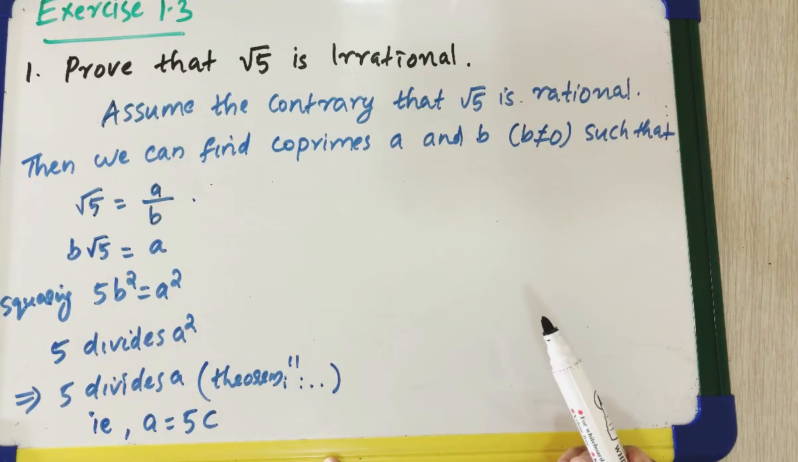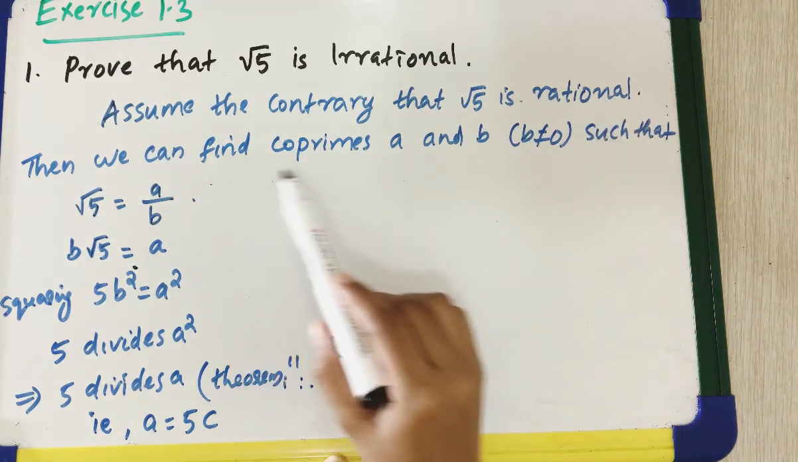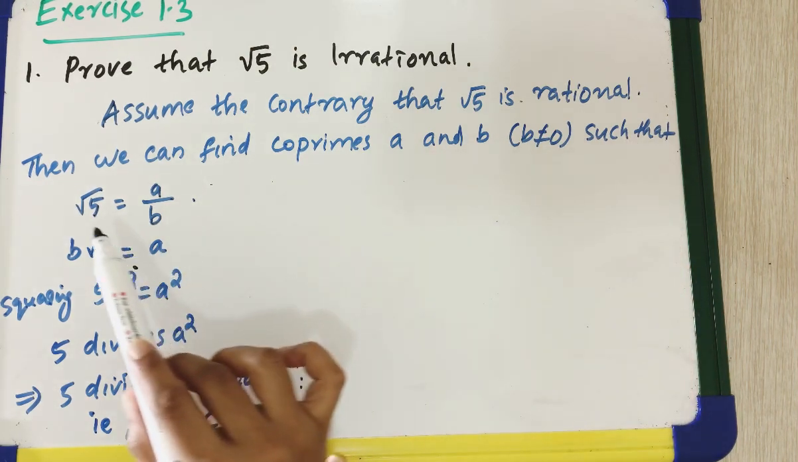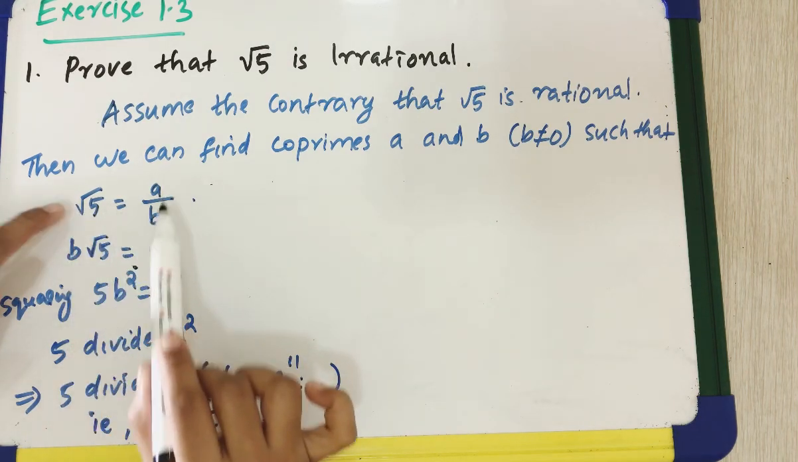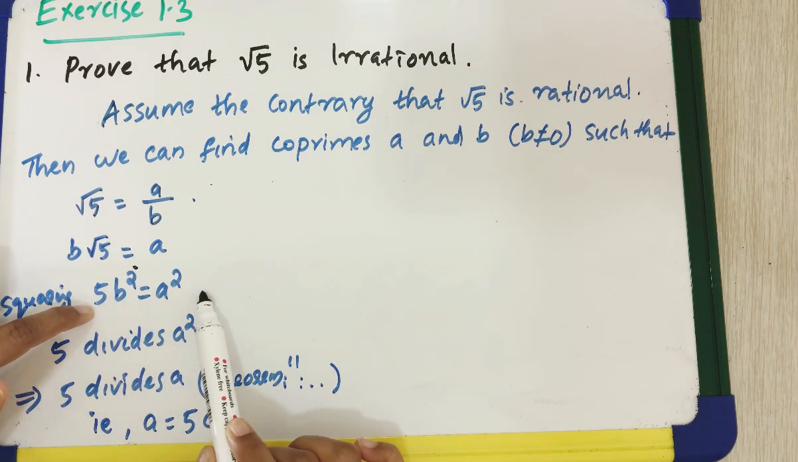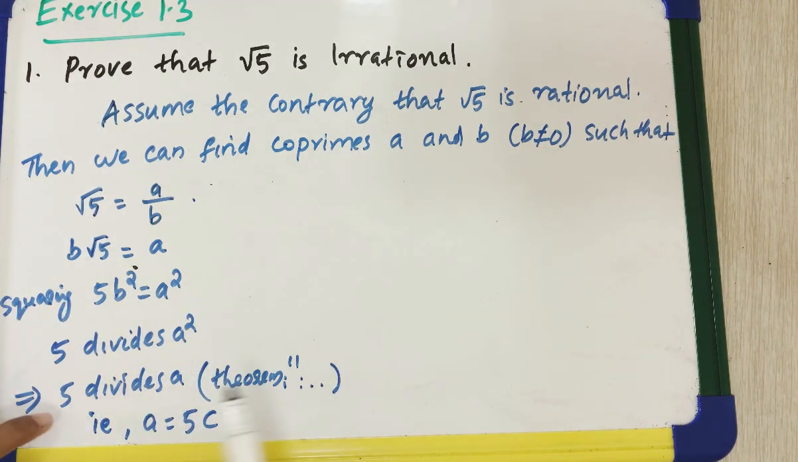See the solution. Assume the contrary that root 5 is rational. Then we can find coprimes a and b with b not equal to 0 such that root 5 is equal to a by b. This is nothing but b into root 5 is equal to a. Squaring, we get 5b square is equal to a square. 5b square is equal to a square means 5 divides a square. Therefore, by that theorem, 5 divides a. You state that theorem here. 5 divides a square implies 5 divides a.